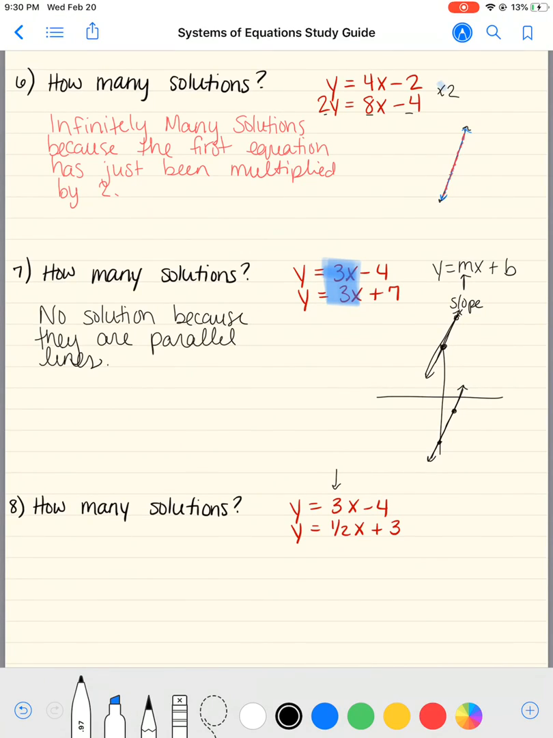So they're not the same line, so it's not going to be infinitely many solutions. They don't have the same slope, so it's not going to be no solution. So this one would just have one solution. This is like all of the others we've been working thus far. They're going to have one point where they cross. One point that's in common with both equations.